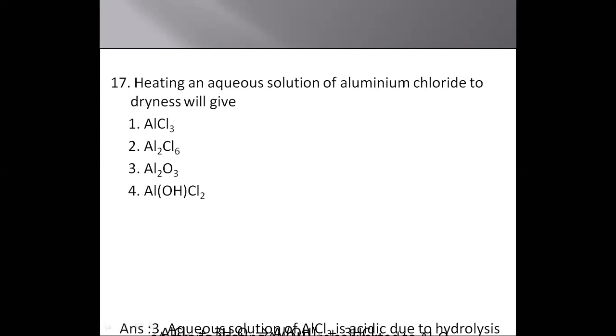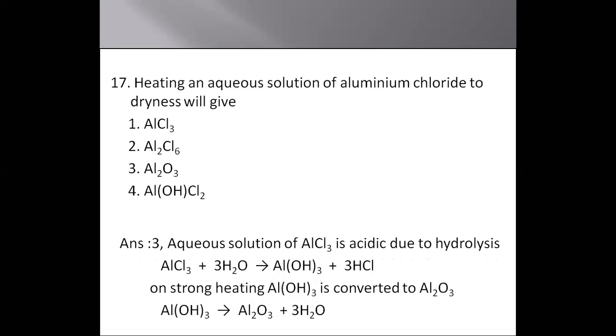So the answer comes here as: aqueous solution of aluminium chloride is acidic due to hydrolysis. That is a weak base and a strong acid. The weak base is aluminium hydroxide, and the strong acid is HCl. So that's why the resultant solution is acidic. Now, when I am heating this aluminium hydroxide, it will be converted to an oxide, that is aluminium oxide. So the option comes to be the third one.